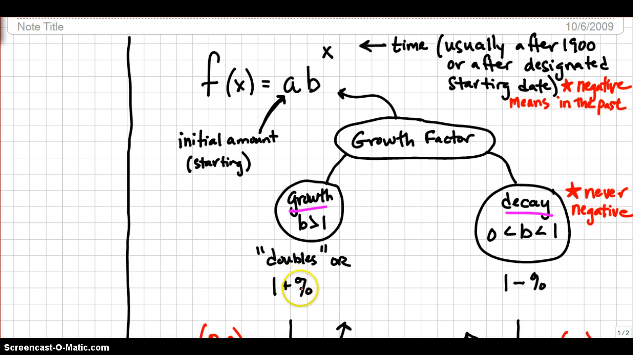If it's given in a percent form, students simply need to remember to turn that percent into a decimal, and in a growth situation they should add a 1 to the front of it. If it's a decay situation, decreasing by a certain percentage, students should turn that number to a decimal and then do 1 minus that decimal.